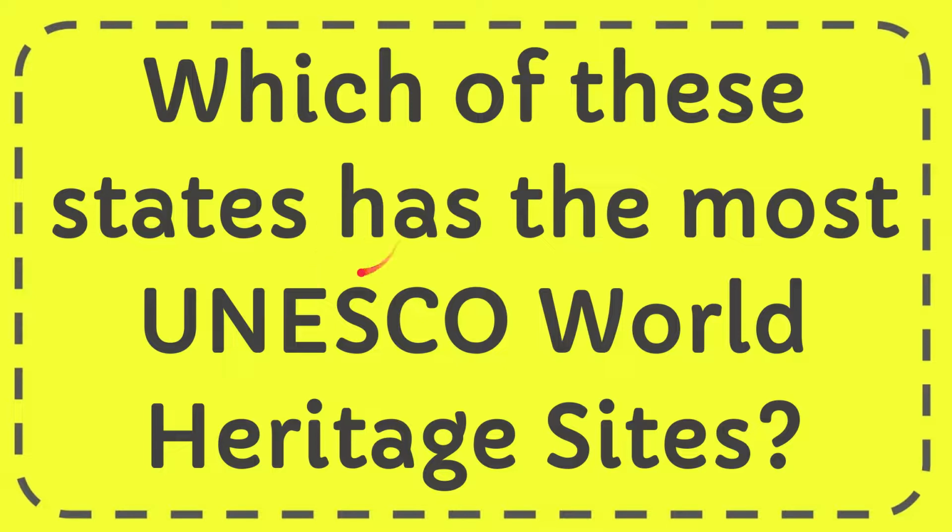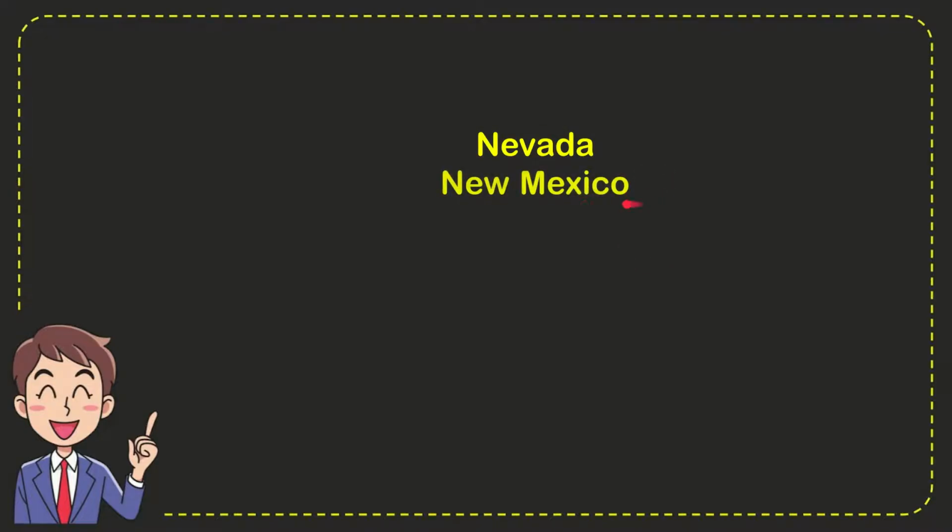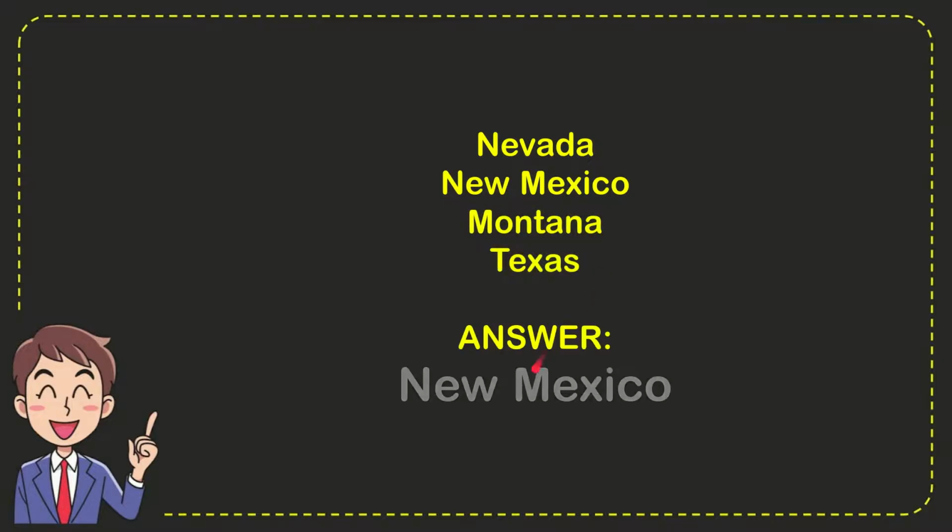In this video, I'm going to give you the answer to this question. The question is, which of these states has the most UNESCO World Heritage Sites? Well, I give you a list of the options, and here's the list of the options. Nevada, New Mexico. The third option is Montana, and the very last option is Texas. And the correct answer for the question is New Mexico. That is the answer for the question.